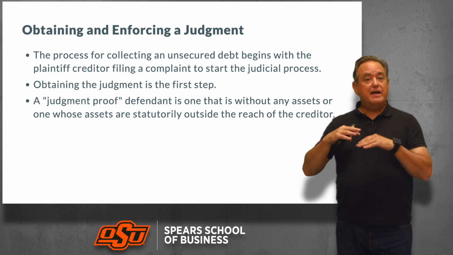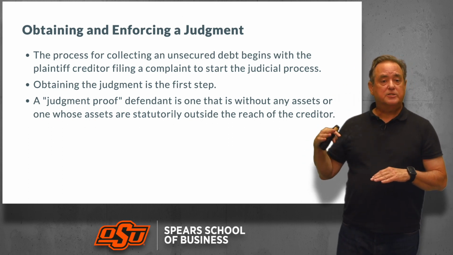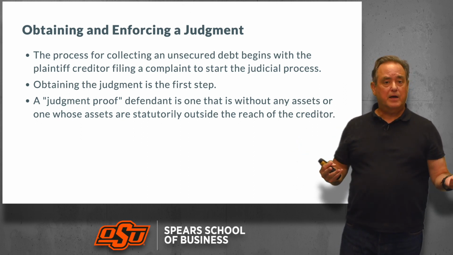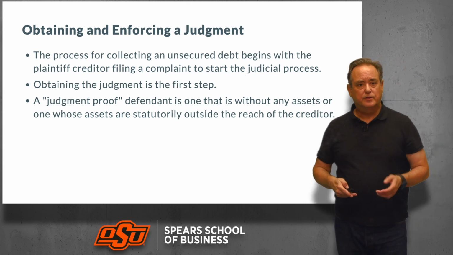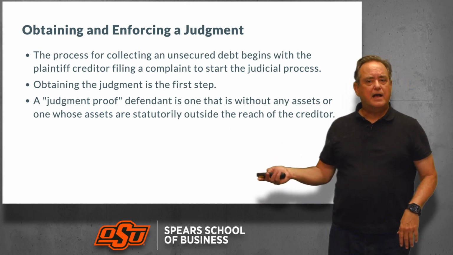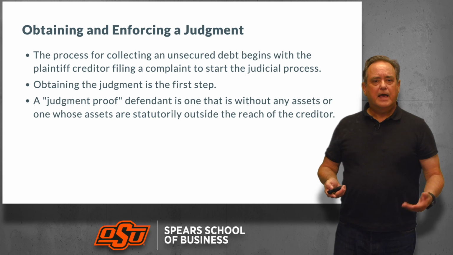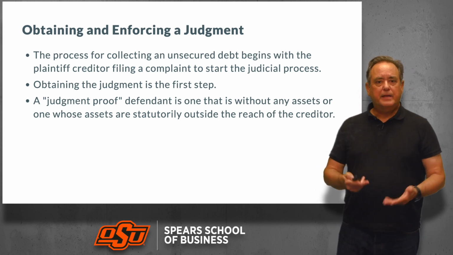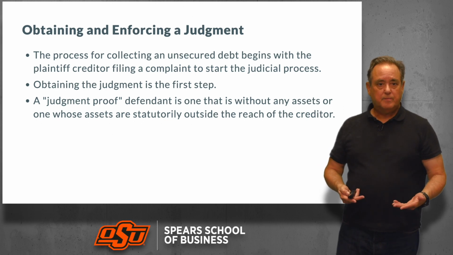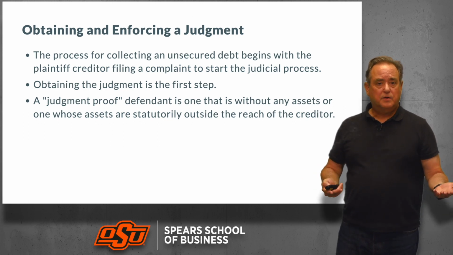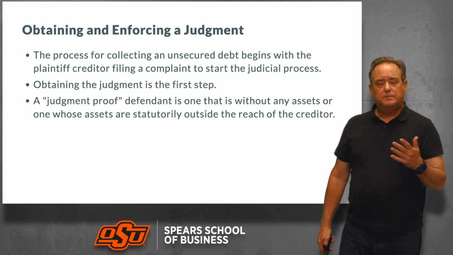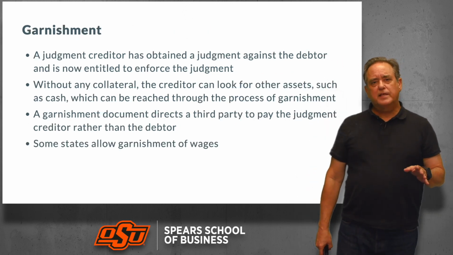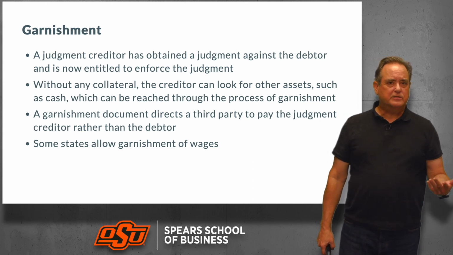Now, most states have some statutory limit as to how much is protected. Again, Texas allows you to protect the entire amount of the homestead. So those assets are statutorily outside the reach of the creditor. And again, this is a problem when trying to collect on a debt, is that many defendants can simply avoid repayment of the debt because they are judgment proof. One of the tools that a judgment creditor has is called garnishment.